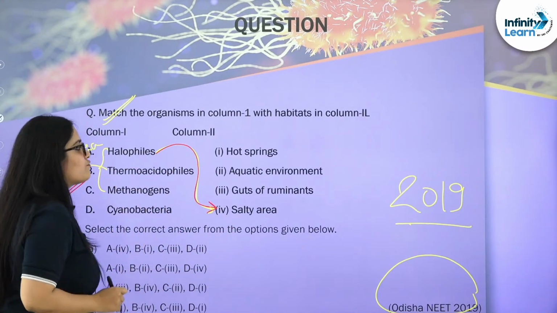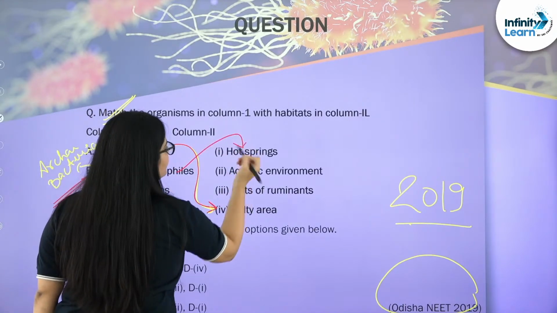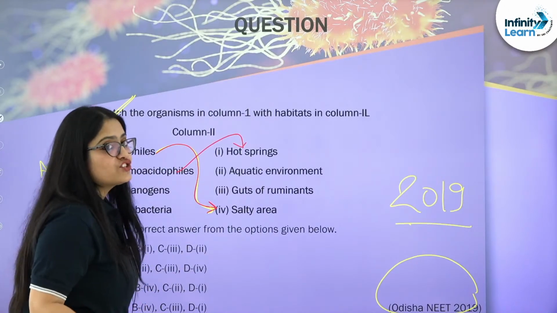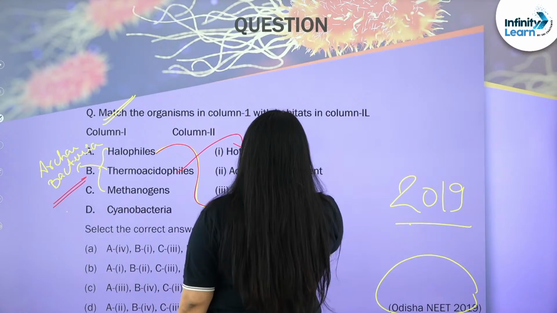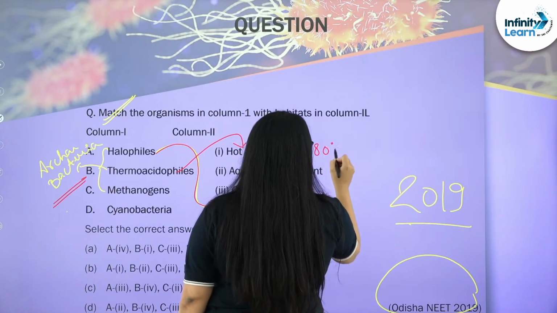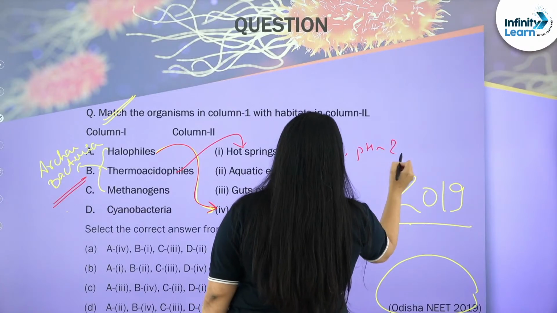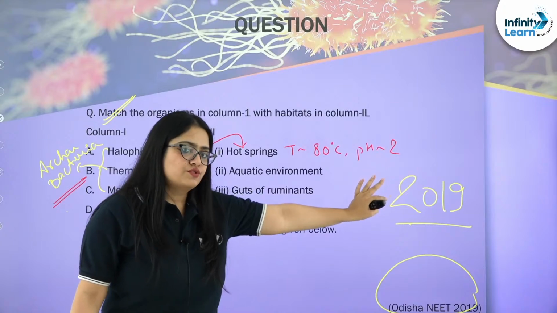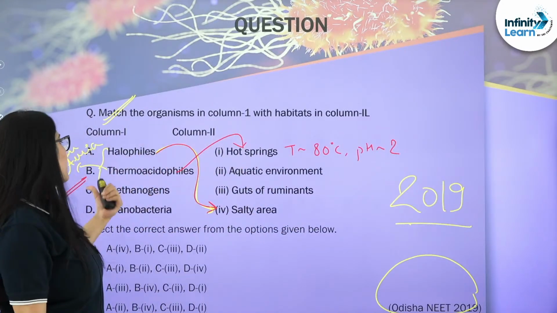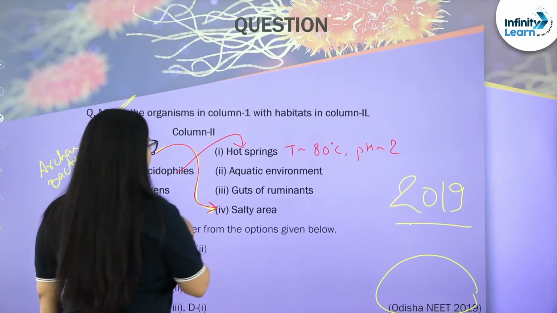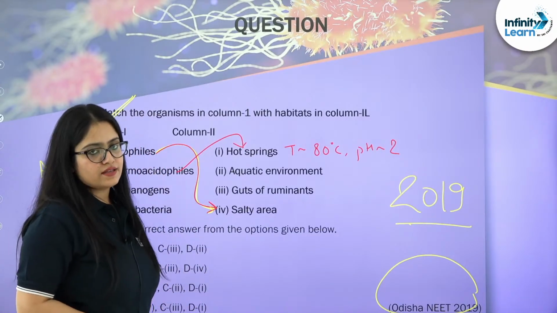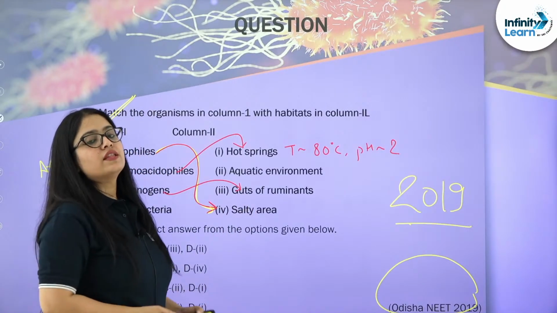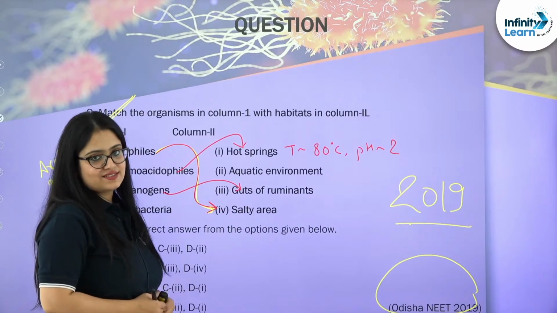Next, thermoacidophiles are found in hot springs where the temperature is somewhere around 80 degrees centigrade and pH is around 2. Such a high temperature and such an acidic habitat is where thermoacidophile type of archaebacteria are found. Methanogens are responsible for producing methane gas, and they are found in marshy areas or even in the guts of ruminants, the cattle.